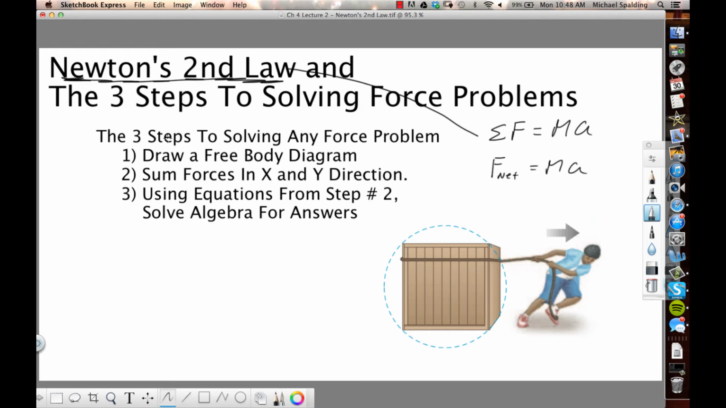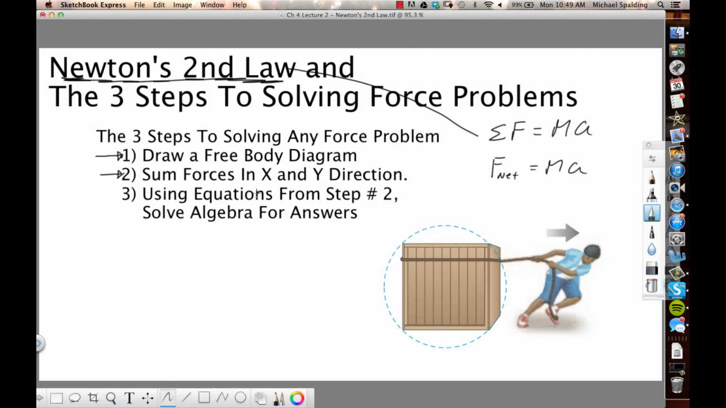The first thing you do, always, is draw a free body diagram. You have to. Why do you have to do a free body diagram? So you can see what forces are involved in the problem. You've got to put it down on a diagram. Second thing you're going to do is sum forces in the x and y.